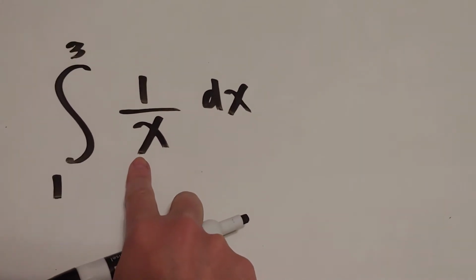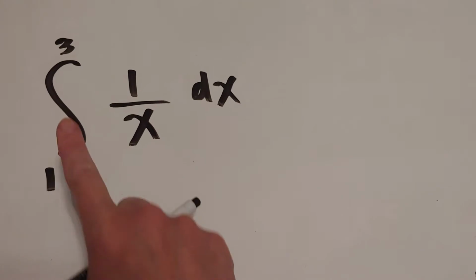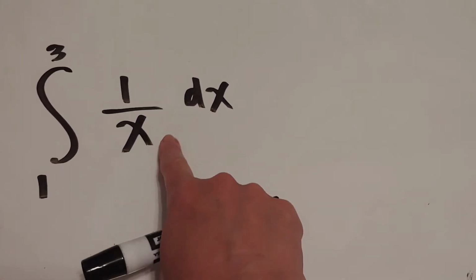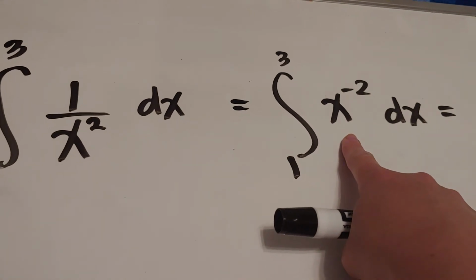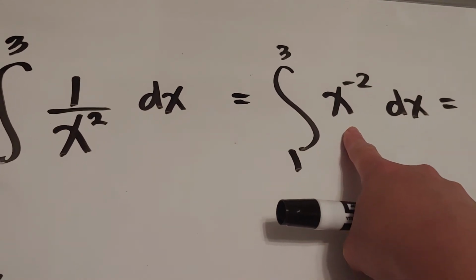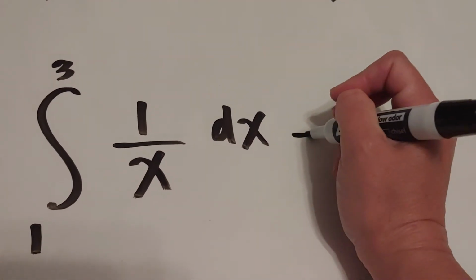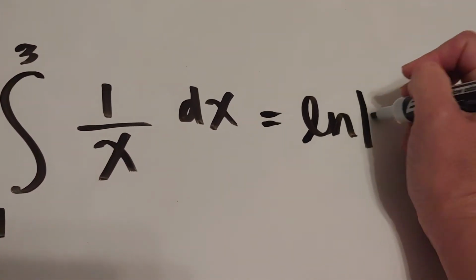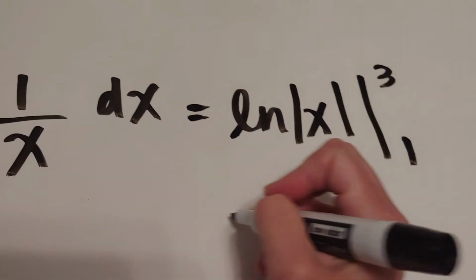Here is a slight modification. What if I had 1 over x instead of 1 over x squared? Well, if I try to do the same idea of writing as a negative exponent, it's going to have me dividing by 0 when I integrate. This is our fact of the ln. So this is the ln of the absolute value of x, and I'm plugging in 3 and 1.